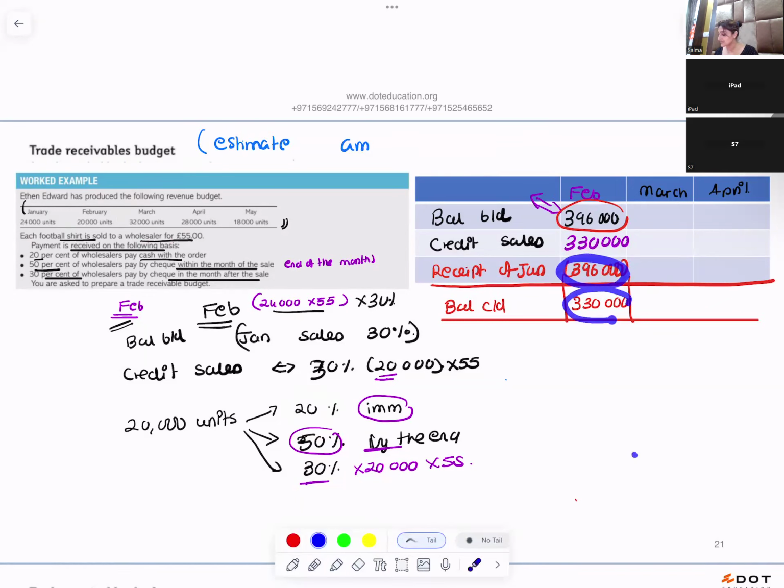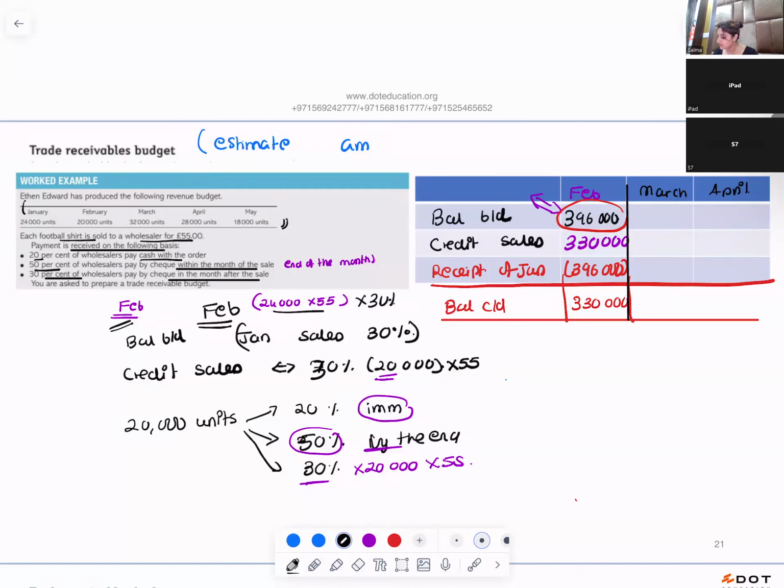Now this is the balance carried down. So at the month of February, I still have to take 330,000 from my customers. The opening balance you don't take into consideration, because it's only trade receivables, only credit sales. Okay, got it.